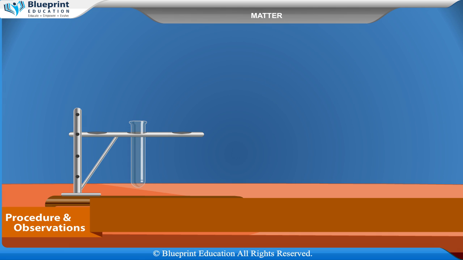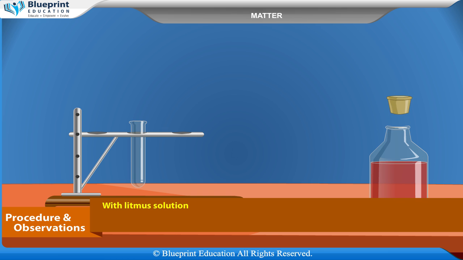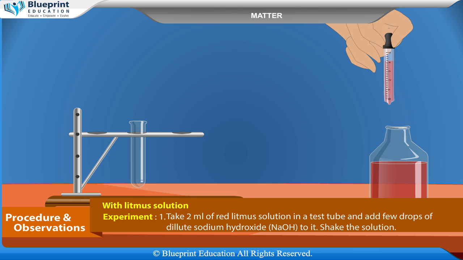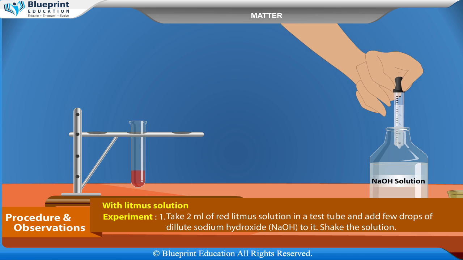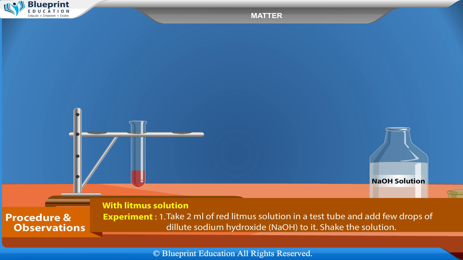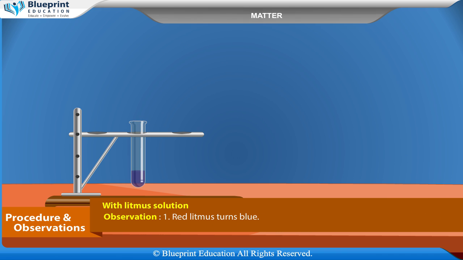Procedure and observations. With litmus solution. Experiment: take 2 ml of red litmus solution in a test tube and add few drops of dilute sodium hydroxide NaOH to it. Shake the solution. Observation: red litmus turns blue. Inference: NaOH is basic in nature.